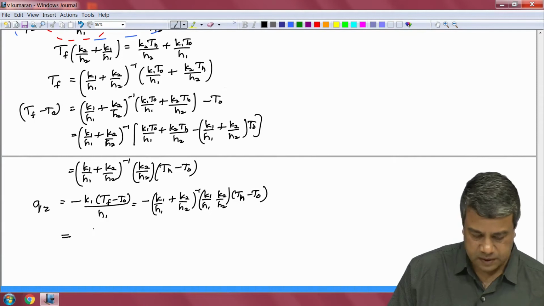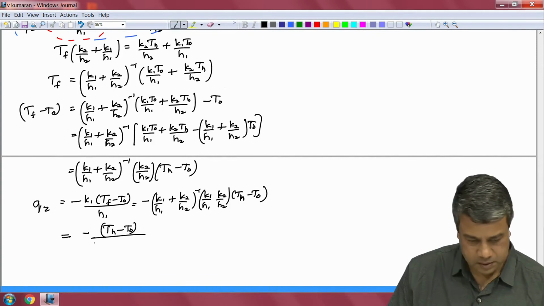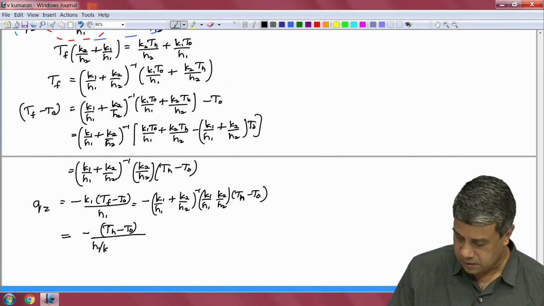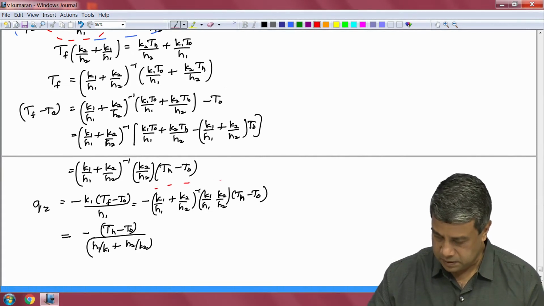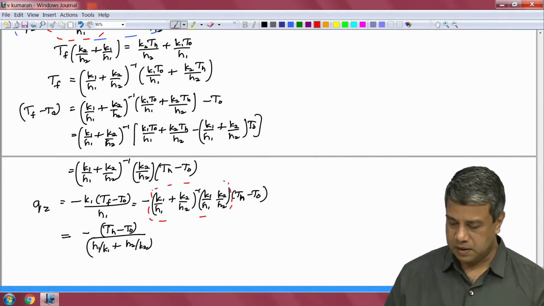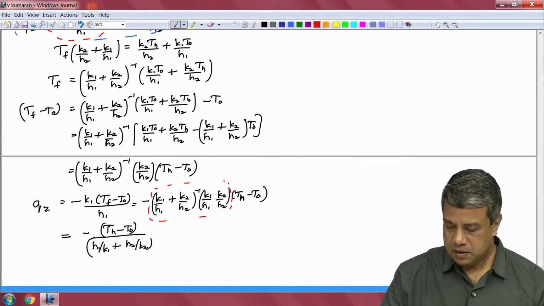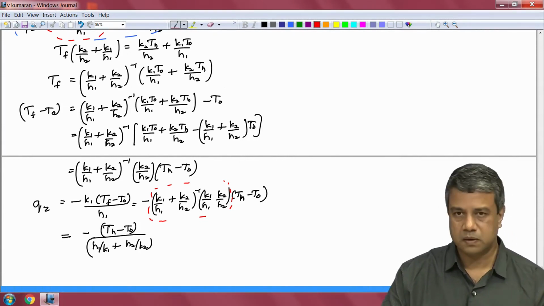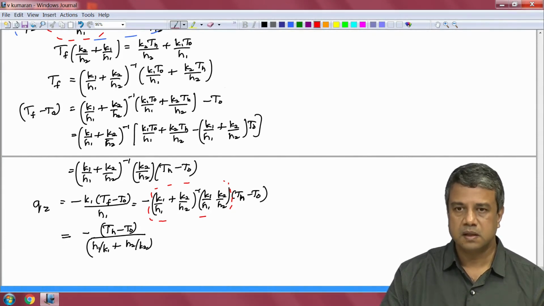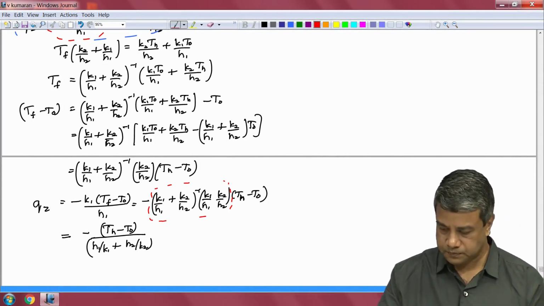And I can further simplify this as minus (Th minus T0) by (H1 by K1 plus H2 by K2). Okay. You can easily see that this part here can be written as 1 over (H1 by K1 plus H2 by K2). Okay. So, this is the expression for the heat flux for a composite slab consisting of two materials, with conductivities K1, K2 and thicknesses H1 and H2. Okay.